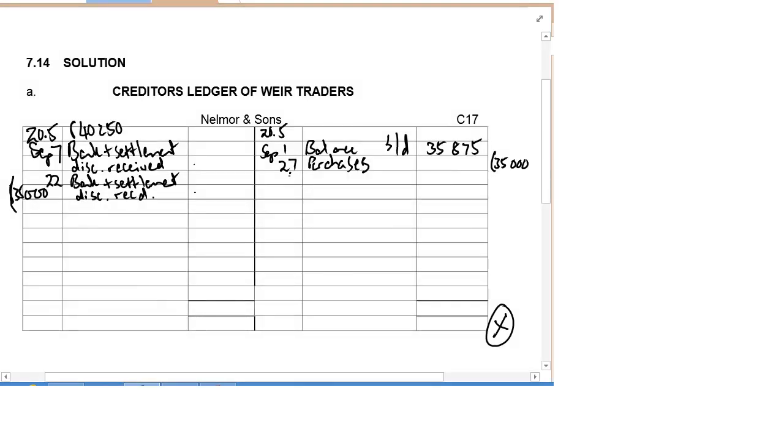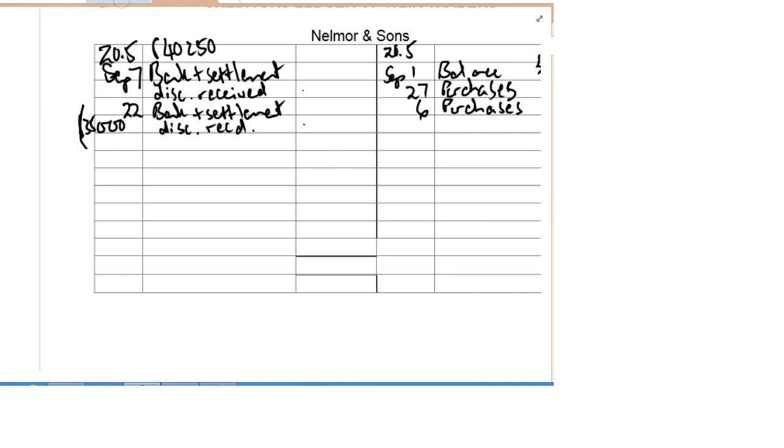It doesn't matter that the dates are not running in order. So here on the 6th, we're going to write purchases, and this amount is 78,750. So again, I'm just going to record that there, and we'll see if there are any changes that need to be made when we look at the additional information.